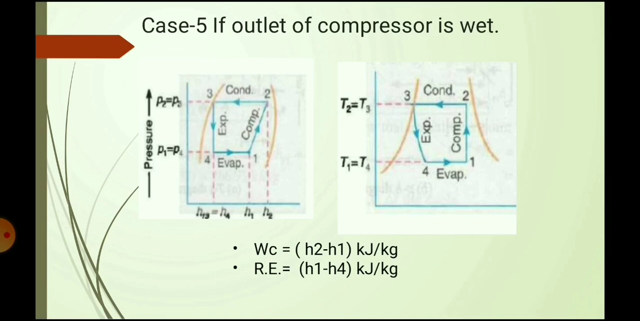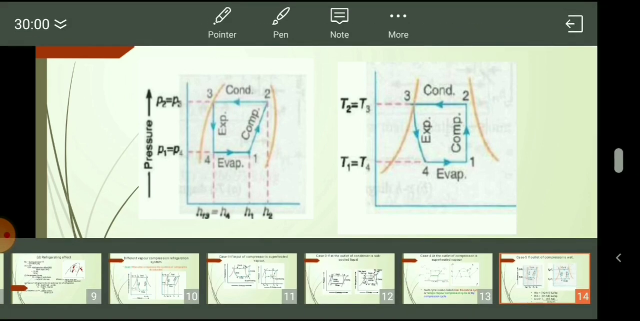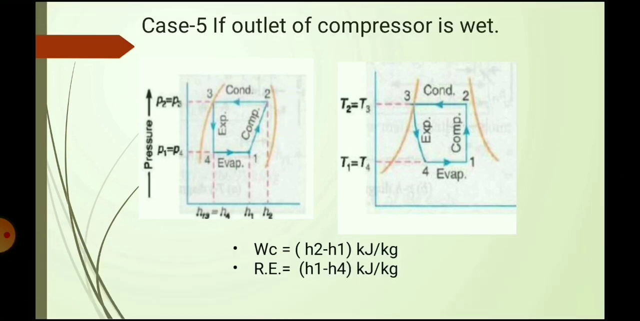We can calculate for all the cases. Refrigeration effect happens during process 4 to 1. It decreases with respect to the ideal cycle, because the length between 4 and 1 is decreased as compared with the ideal cycle. In the ideal cycle, point 1 is shifted to the saturated vapor line. Due to this, the distance between 4 and 1 is decreased in case number 5. Clear? Refrigeration effect is H1 minus H4, and COP is equal to (H1 minus H4) divided by (H2 minus H1). That is, COP is equal to refrigeration effect divided by work input.